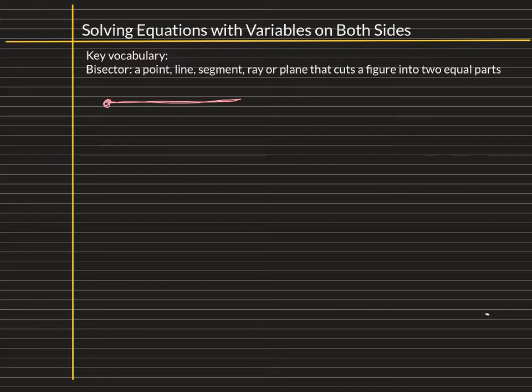So I'm going to go ahead and look at this segment here, and I'm going to cut that segment in half with another point. And then I'm dividing the total segment into two congruent parts. I'm going to label them both 3.